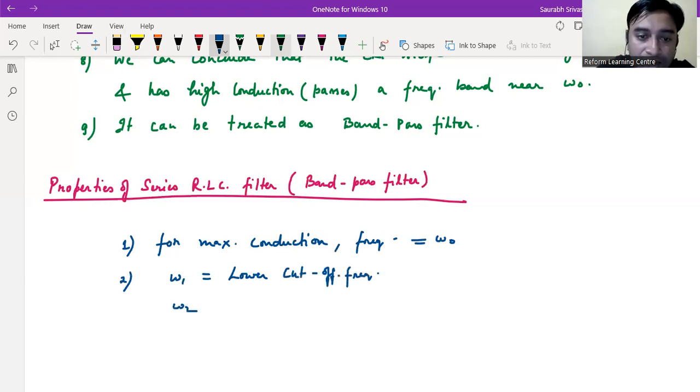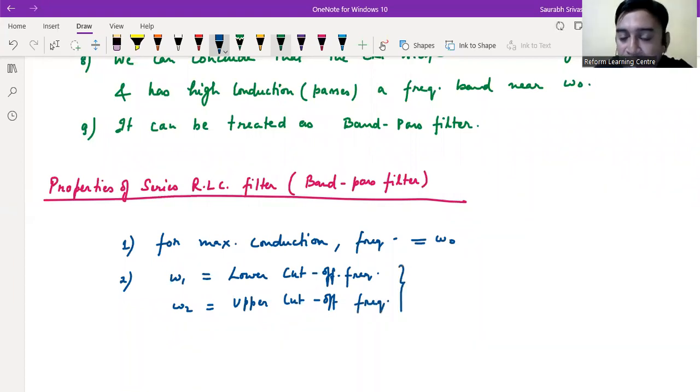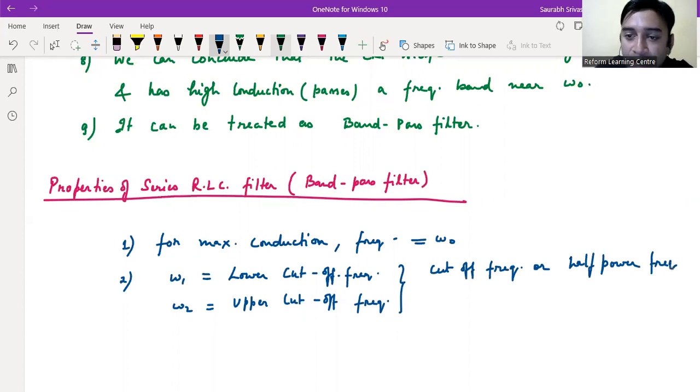Omega 2 is the upper cutoff frequency. Both are collectively called cutoff frequencies, or half power frequencies, also known as 3 dB frequencies. So omega 1 and omega 2 are the lower cutoff and upper cutoff frequencies.